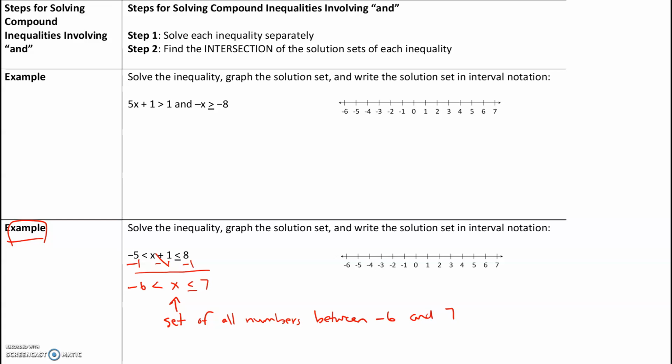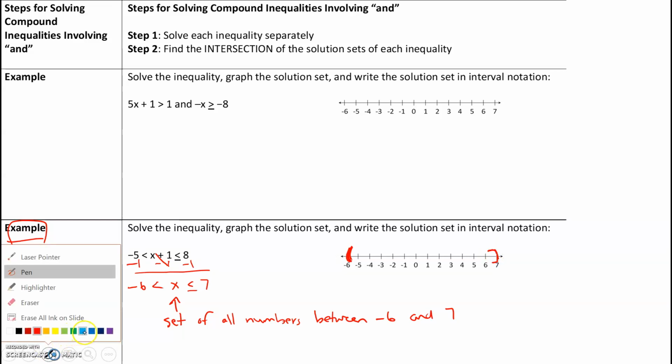So on one side, we have negative 6. And that has a parentheses on it, or an open circle, because of the less than sign. There's no equal to. So that number, negative 6, is not included. On the other side, we have a 7 that has a bracket because we do have an equal to. And our solution set is a set of all numbers that are in between negative 6 and 7.